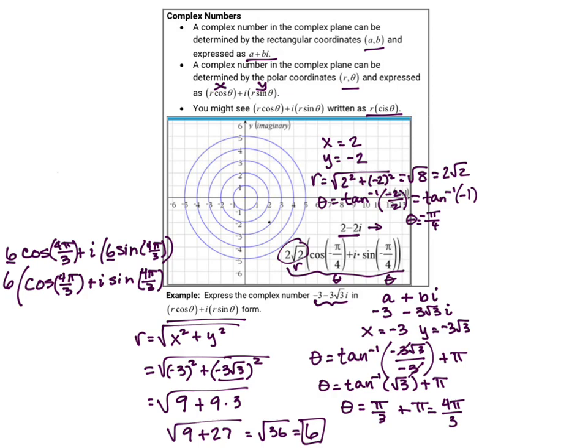Okay. The other form that you might see here is to say 6 cis 4 pi over 3. Also equivalent. That's cosine plus i sine 4 pi over 3. Any questions on that? All three of those are equivalent. Did you understand how we got r and theta? You understand that we had to add pi to pi over 3? Why?